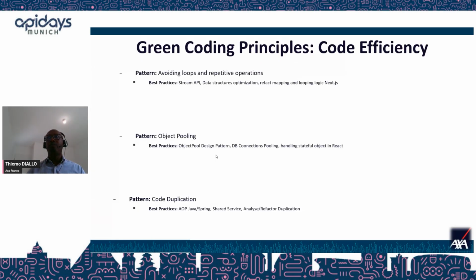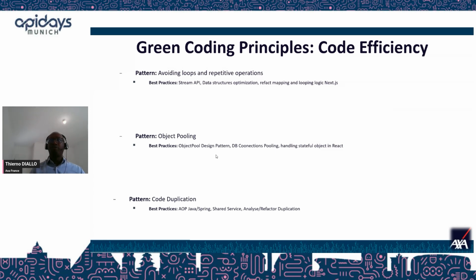And when it comes to green coding, we'll not go through all the green coding principles, but I have just three in mind. The first principle is code efficiency. For code efficiency, we have three patterns that we talk about here. Avoiding loops and repetitive operations is very interesting to save CPU and RAM usage. And you can use stream API operations instead of loops. Efficient data structures or data structure optimization could be very helpful.